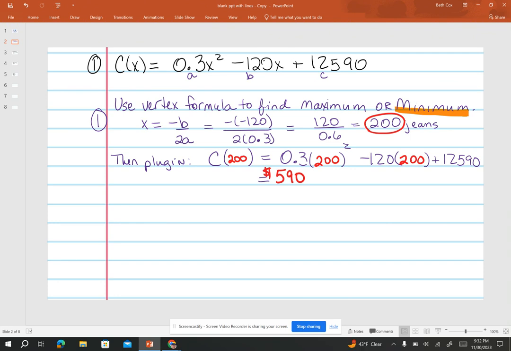So again, it's a very simple formula. You use the x equals negative b over 2a, and then you plug that answer into your original function.